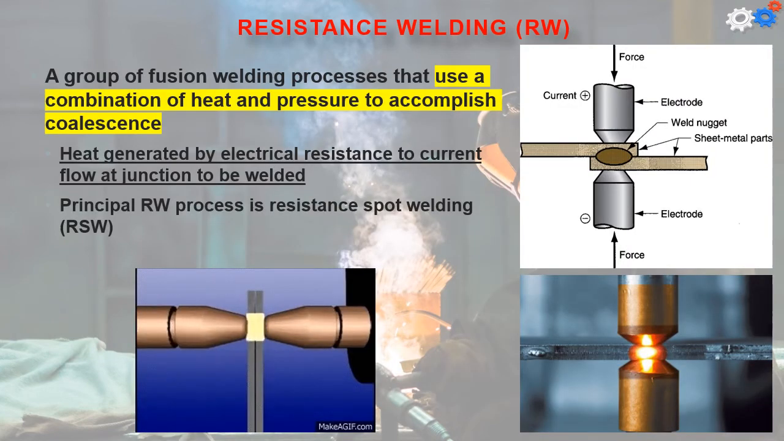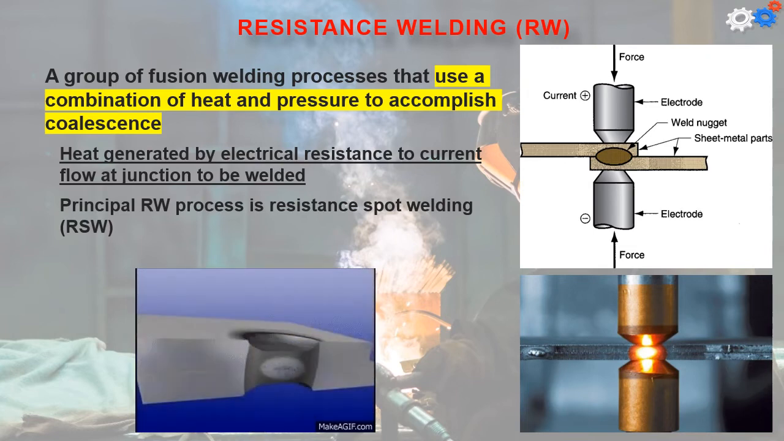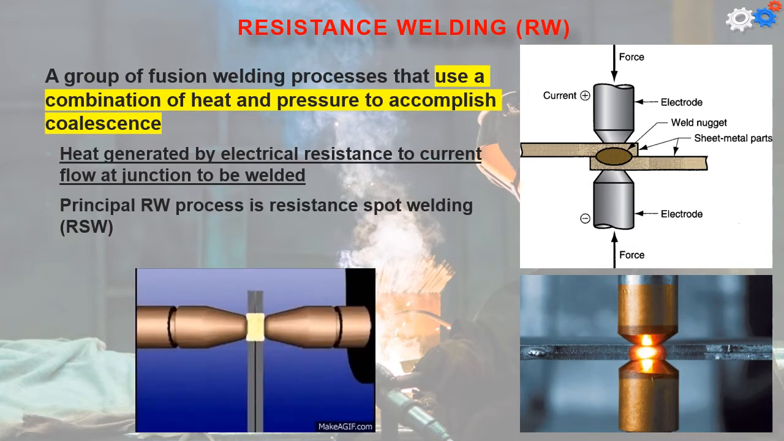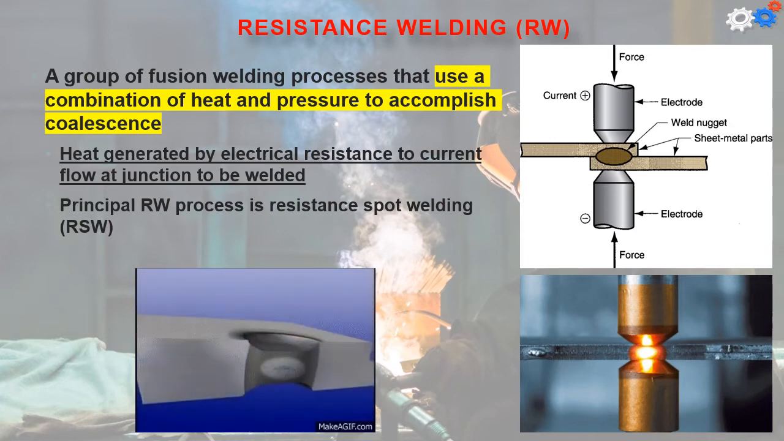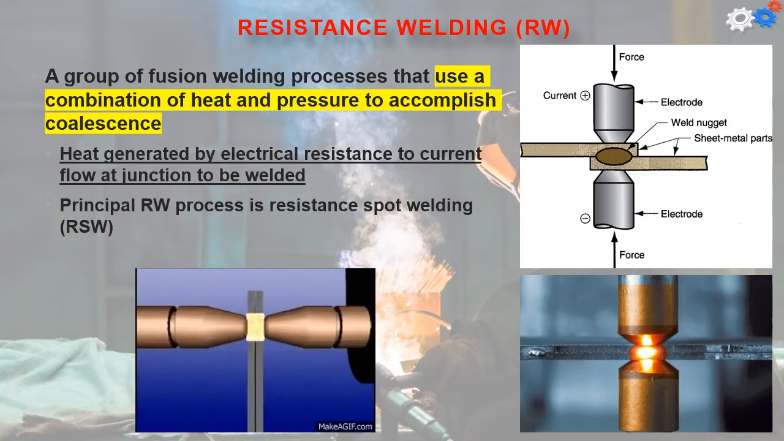Resistance welding is a group of fusion welding processes that uses a combination of heat and pressure to accomplish coalescence. The heat is generated by electrical resistance to the current flow at the junctions to be welded. The principal resistance welding process is resistance spot welding.